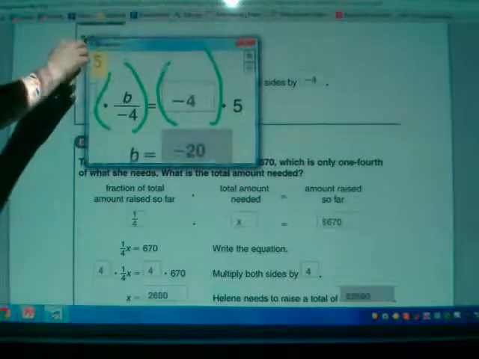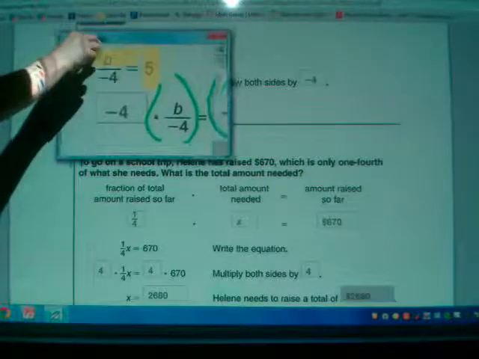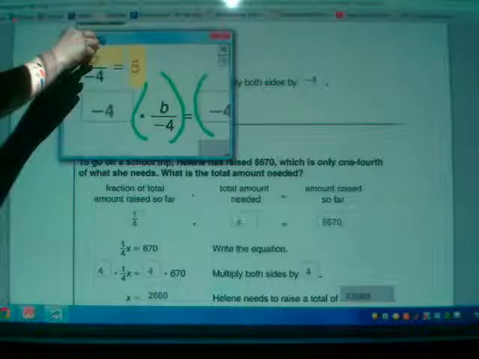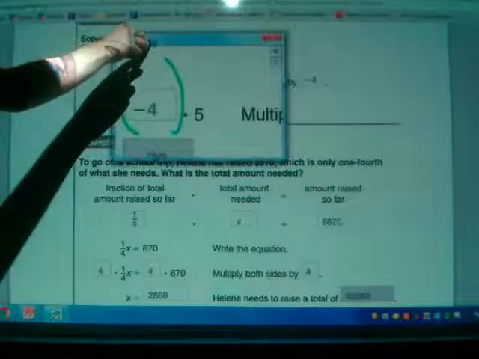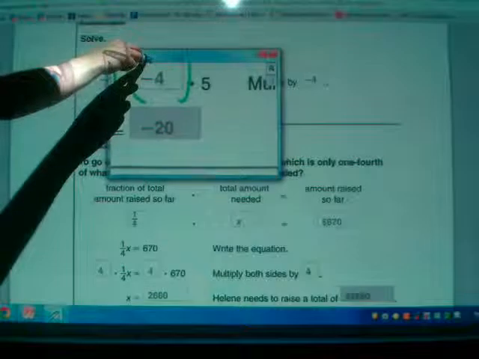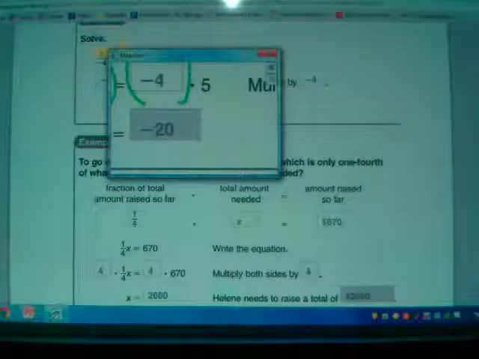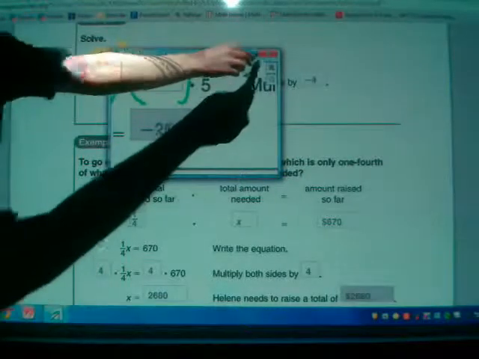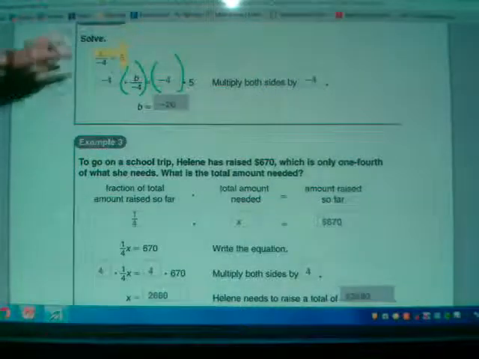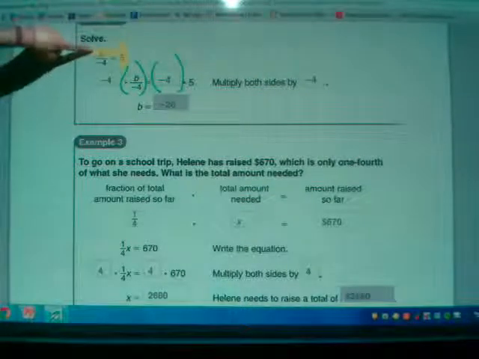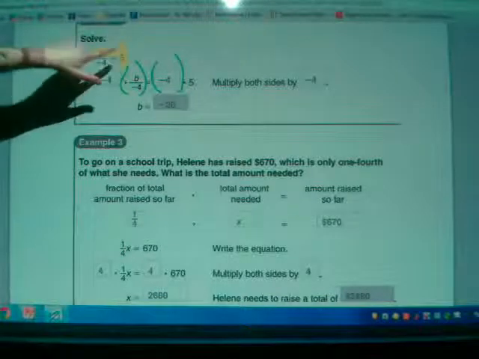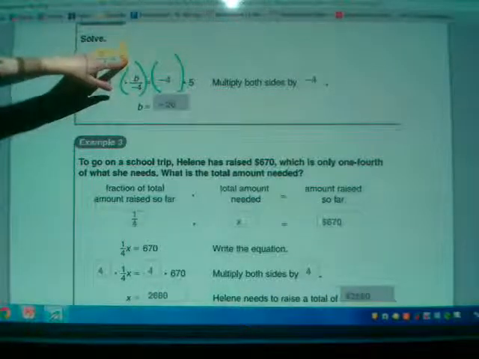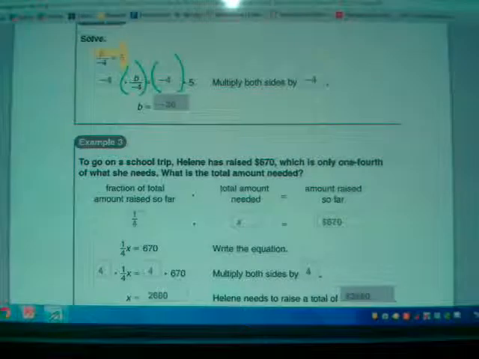Now on the left side, dividing by negative 4 and multiplying by negative 4 cancels each other out. It just leaves me my variable b. On the other side, negative 4 times 5 gives me negative 20, which is my solution. We can check that if we want to. Again, just plug it back in for the variable b. Negative 20 divided by negative 4 does make positive 5. Since the other side says 5 and they match, we know we did this correctly.